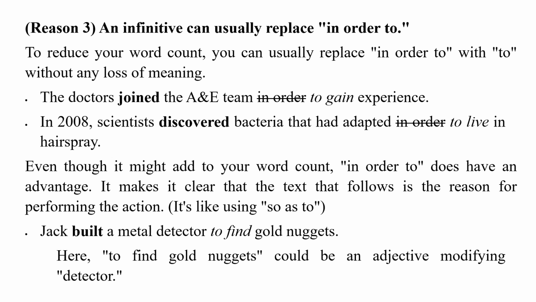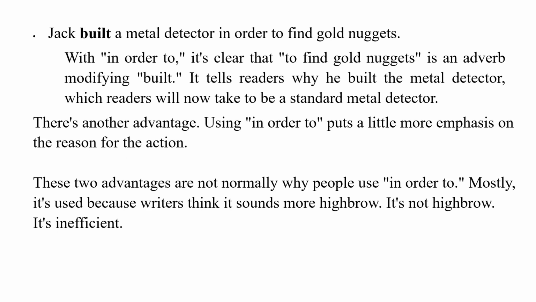Jack built a metal detector to find gold nuggets. Here, to find gold nuggets could be an adjective modifying detector. Jack built a metal detector in order to find gold nuggets. With in order to, it is clear that to find gold nuggets is an adverb modifying built. It tells readers why he built the metal detector, which readers will now take to be a standard metal detector. There is another advantage. Using in order to puts a little more emphasis on the reason for the action.